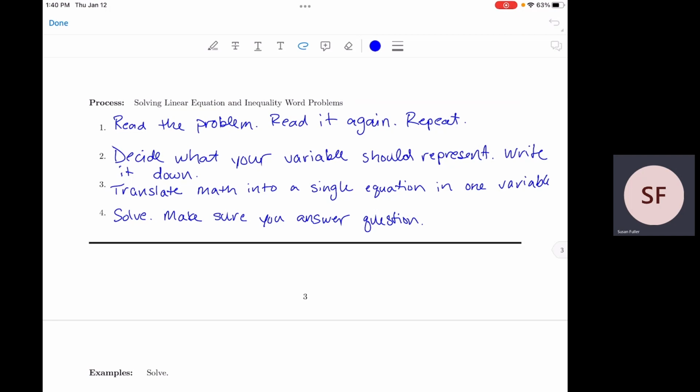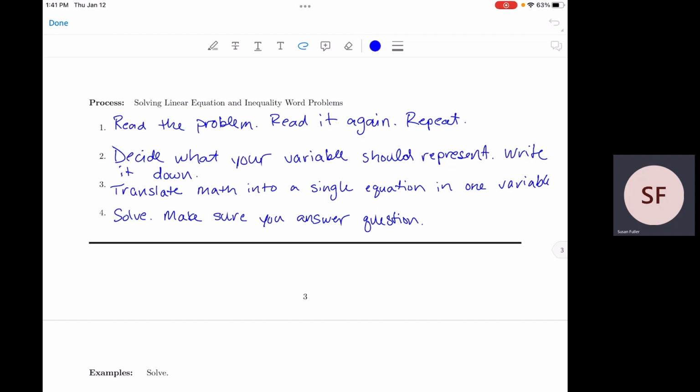And once you decide what your variable should represent, I want you to write it down, make note of that. It'll seem obvious at the time what it represents, but by the time you finish solving the problem, sometimes exactly what that represented has kind of gotten fuzzier. So take the few seconds to write down what your variable will represent. That'll kind of help you in the end.